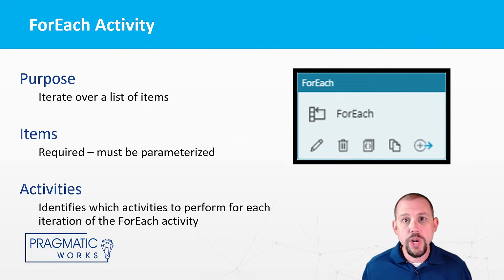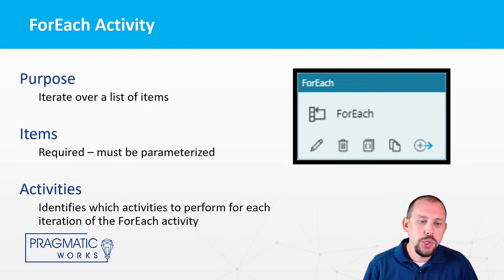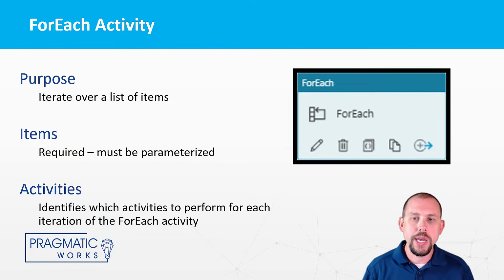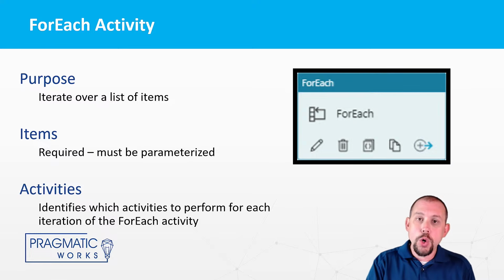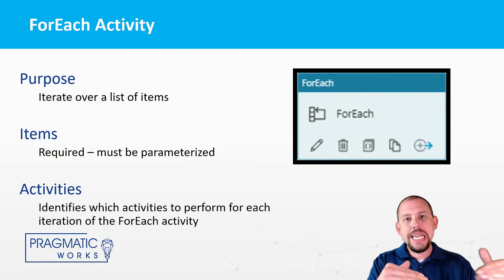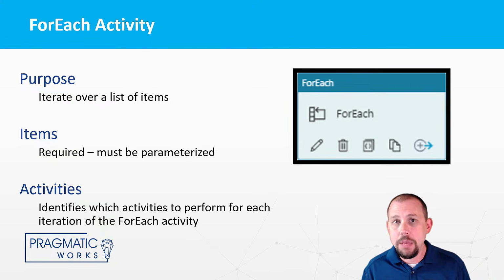And then, of course, we have the for each activity. In the pipeline, I like to think of the pipeline kind of like a control flow in SSIS. In the pipeline, you can take the for each activity and loop over an array or a list, processing each item in that list, one item at a time.